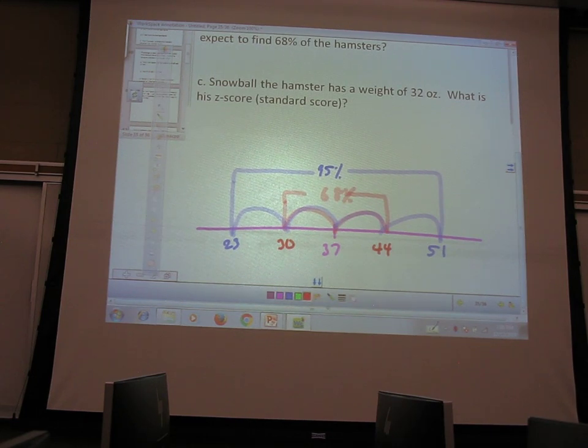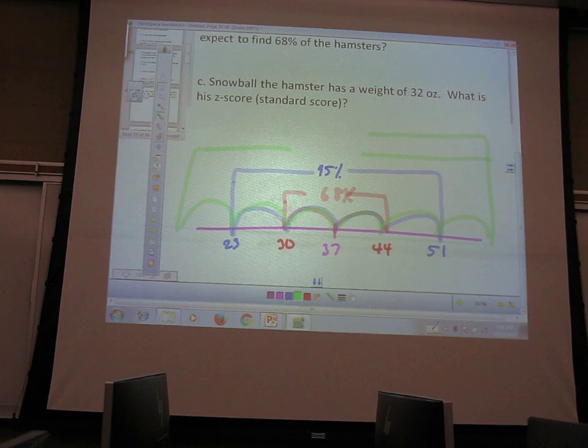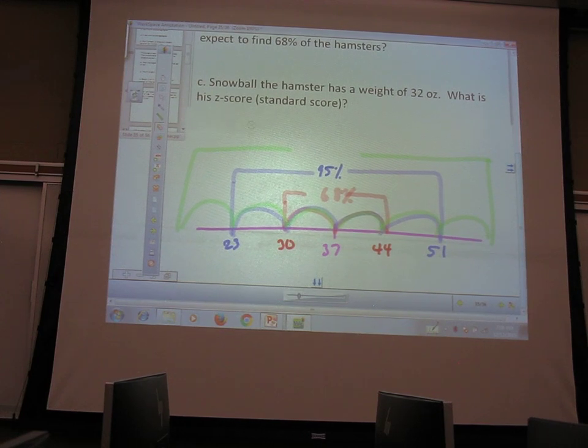Everybody still good with that one? If I went out 3 standard deviations, 1, 2, 3, then what percent should lie in that range? 99.7. Sounds like a radio station.